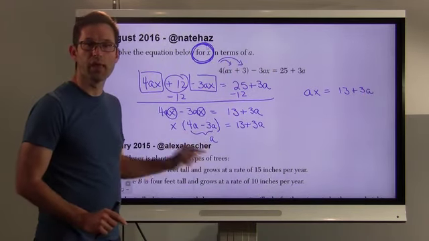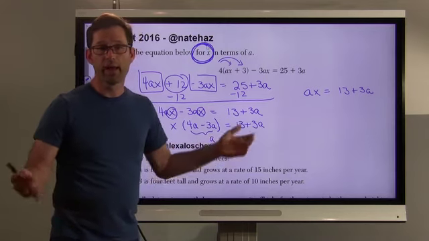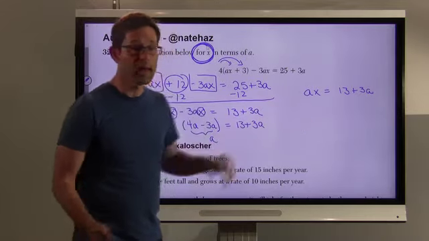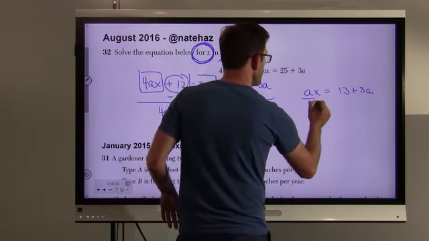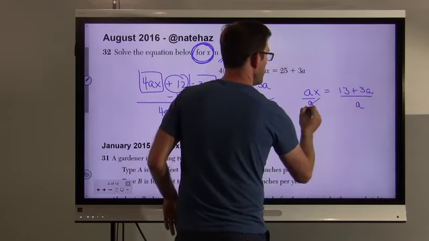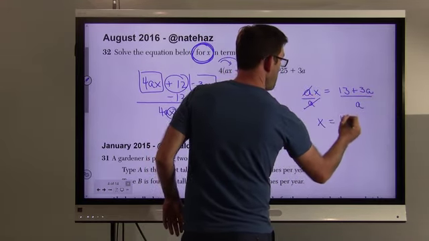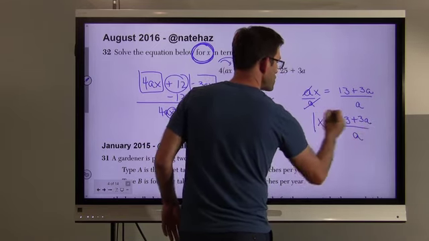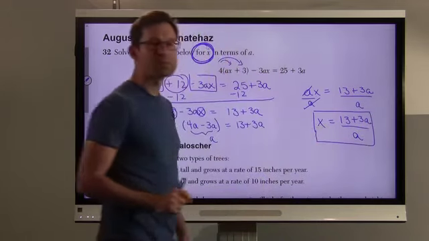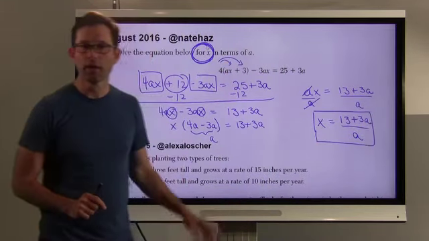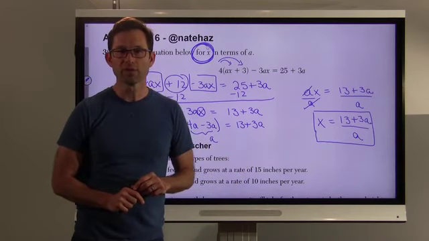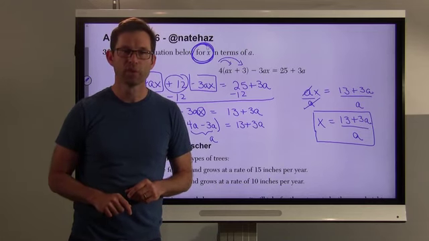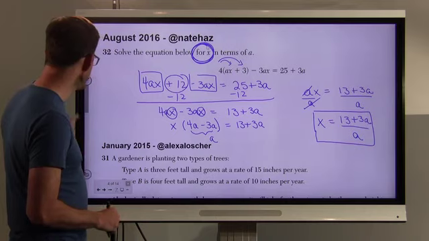So that 4a minus 3a became an a, and that 13 plus 3a hasn't been doing much since maybe like line 1. And of course, now to get rid of the a that's multiplying x, I just have to divide by a on both sides. All right, those a's cancel. And I'm going to leave my answer that way. All right, could you distribute the division by a? Sure you could. Do you need to? Absolutely not. This is a completely acceptable way to leave your answer. I wouldn't change it at all. Just leave it as 13 plus 3a divided by a. Okay? Let's keep going. Let's do another one of these.